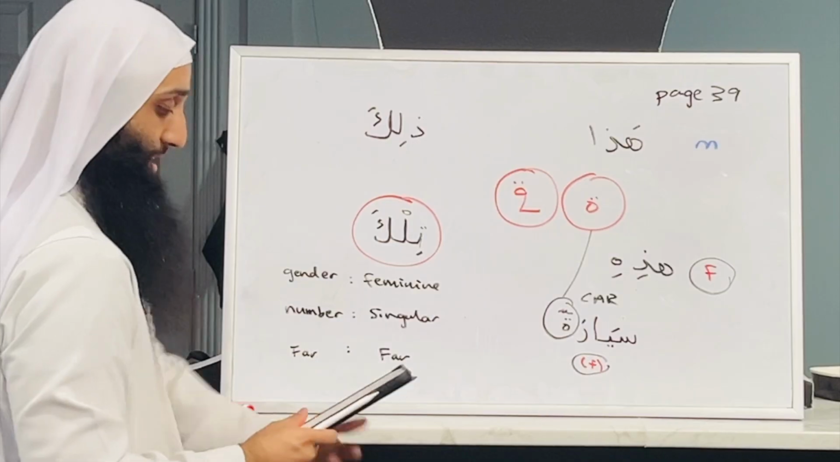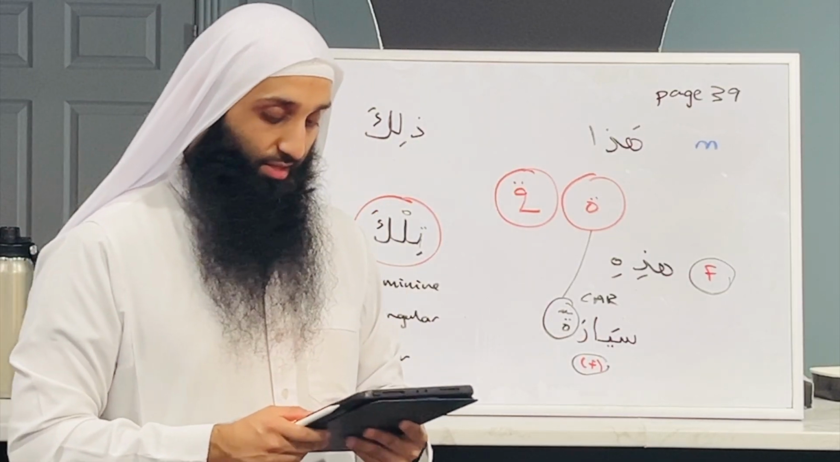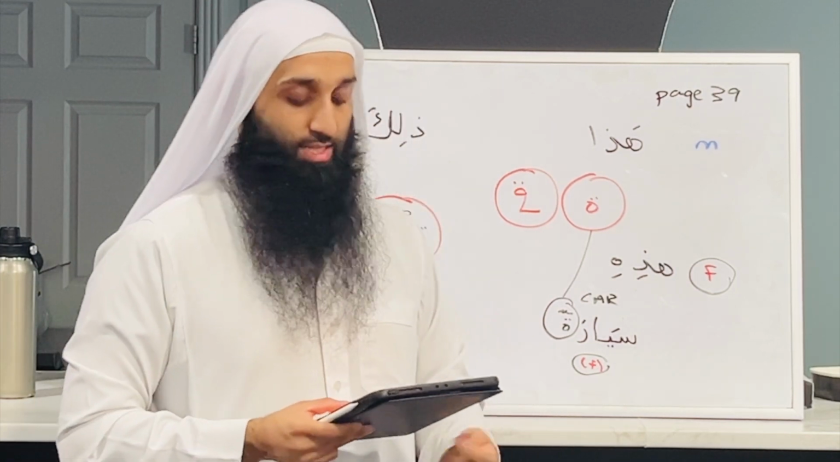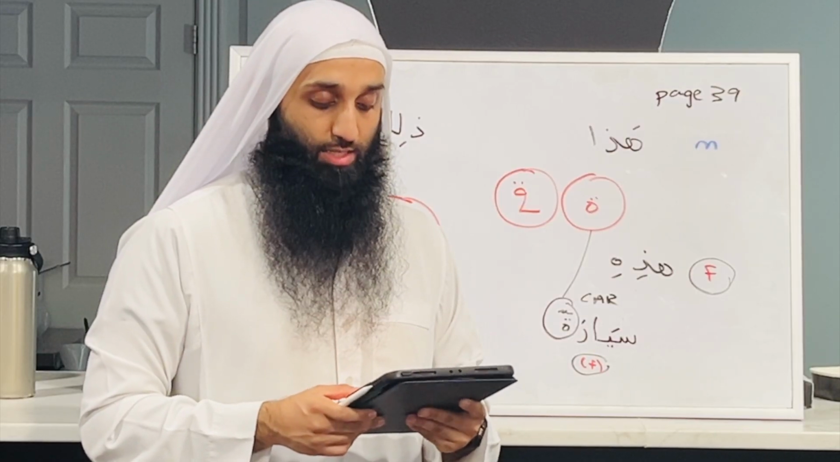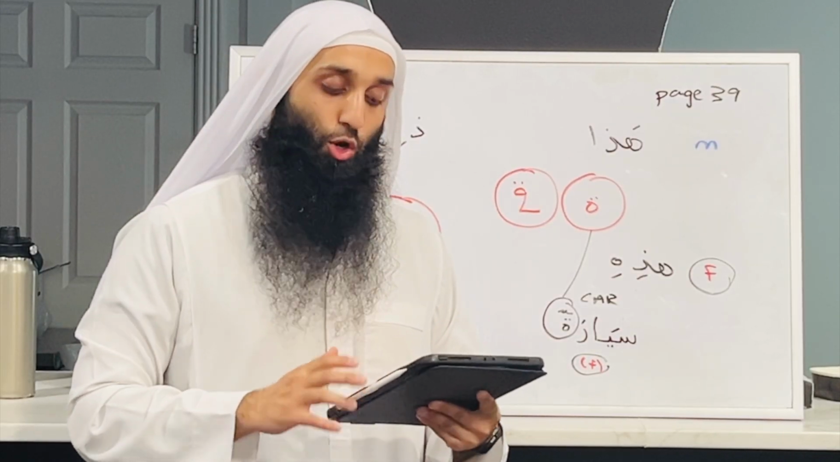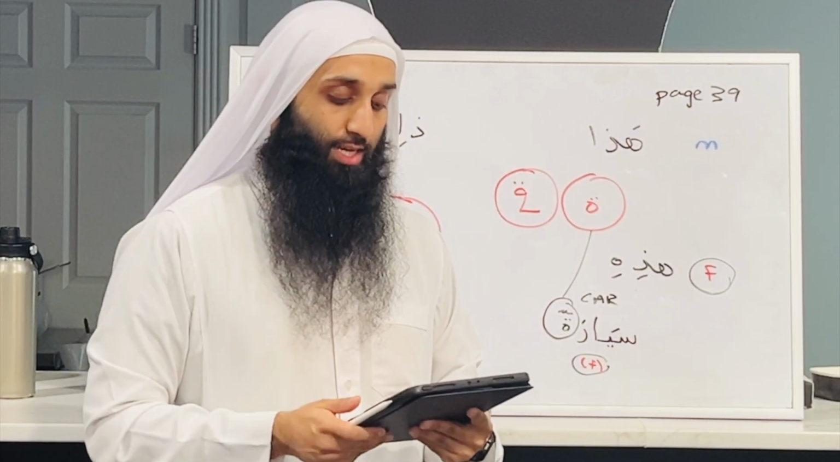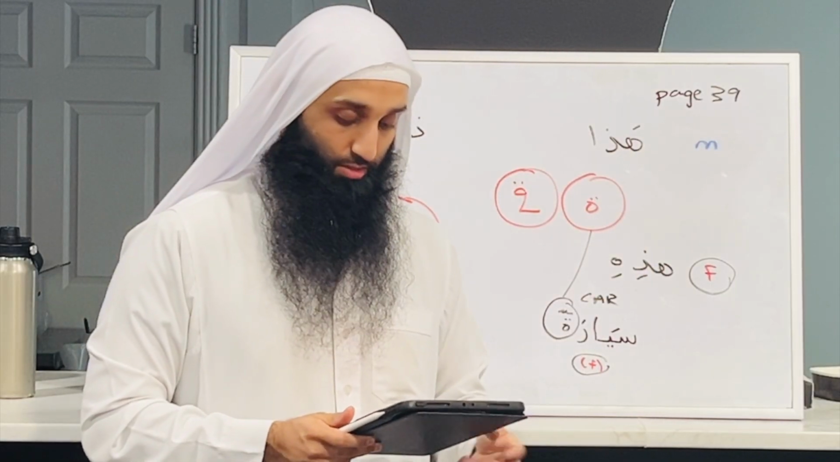Okay, next sentence. الساعة عباس هذه. Is this Abbas's watch? لا. هذه ساعة حامد. No, this is Hamid's watch. تلك ساعة عباس. That is Abbas's watch. Yeah?